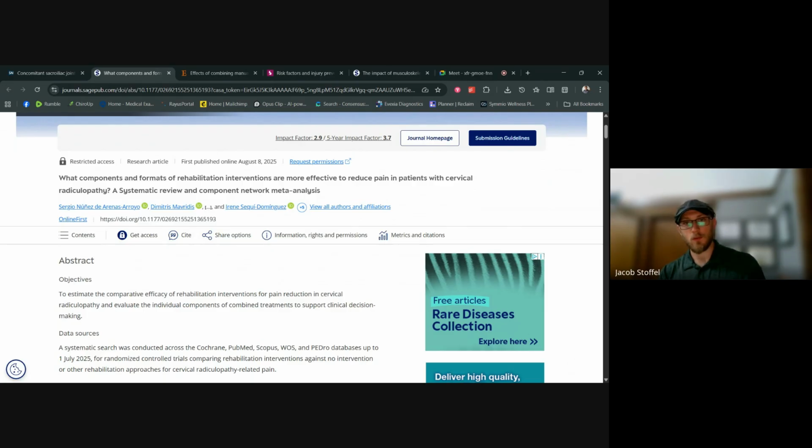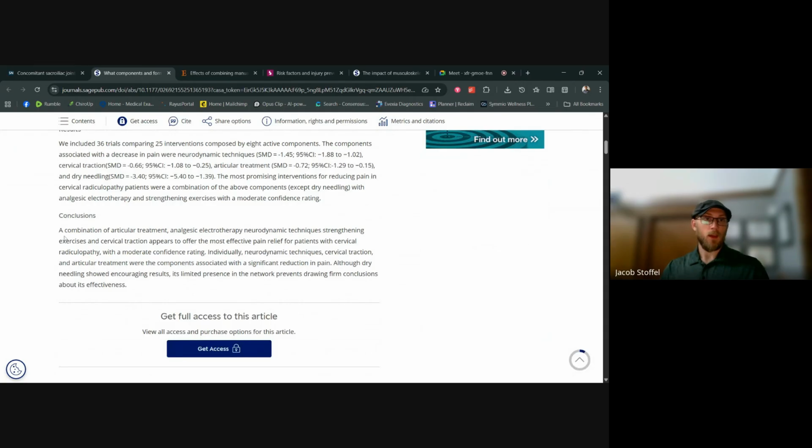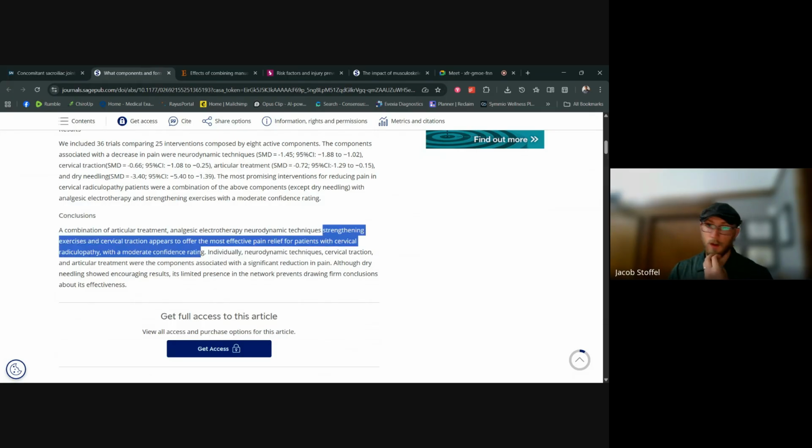So this is a systematic review and meta-analysis. What did they find? We can actually jump to the plain conclusion for this one, and it's what we've seen before. A combination of articular treatment, so taking care of the articular structures, so the joints, typically in the form of manual therapy, which can include spinal manipulative therapy, analgesic electrotherapy, neurodynamic techniques, so actually getting the nerve roots to move in a controlled, tolerable manner, strengthening exercises, and cervical traction appear to offer the most effective pain relief for patients with cervical radiculopathy with a fairly moderate confidence rating.